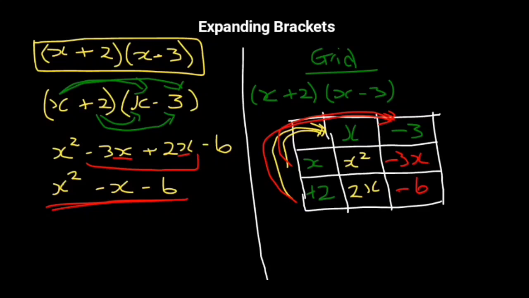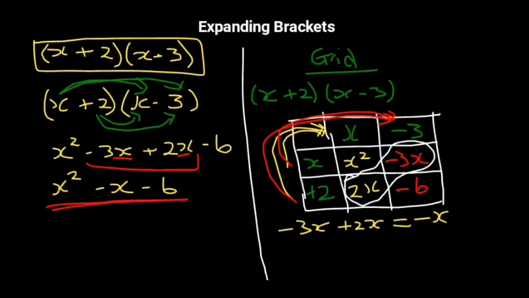Now, what we'll do is our diagonal values, which is negative 3x and 2x. Those are going to be our values that need to be added together or subtracted together. Okay, so we have negative 3x plus 2x, and that will give us negative x.